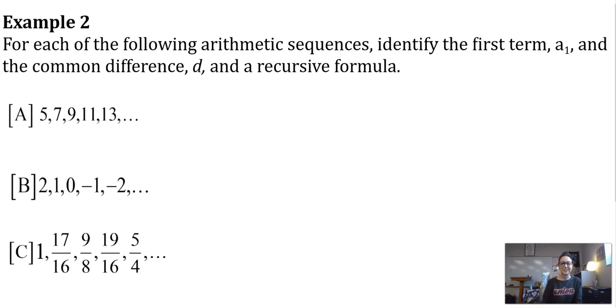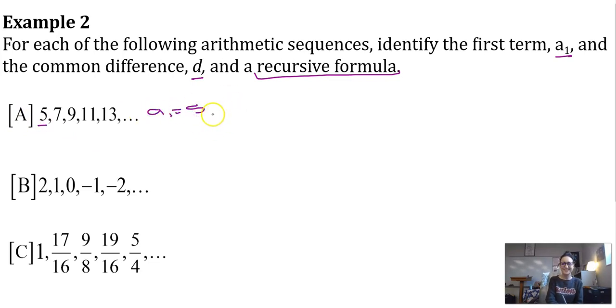Okay, so it says for each of the following arithmetic sequences, and arithmetic means we're doing what? We're adding the same value each time to get to the next term. Identify the first term, which remember we denote as a sub 1, and the common difference, which remember we denote as d, and a recursive formula. So in other words, some formula that would give me the next term as long as I have the term before it. Okay, so for example 2, part A, a sub 1, my first term is 5.